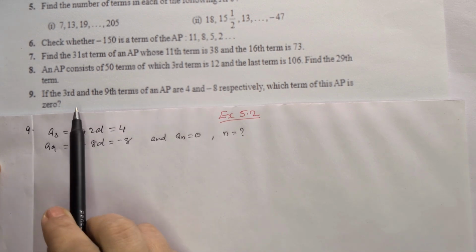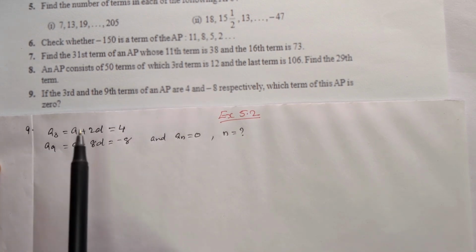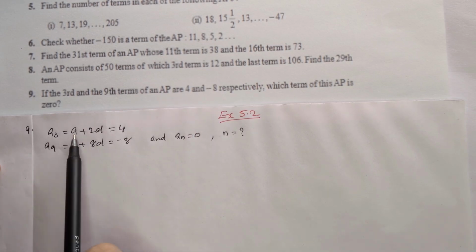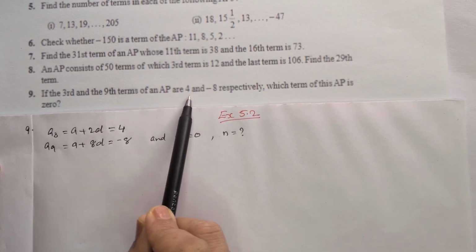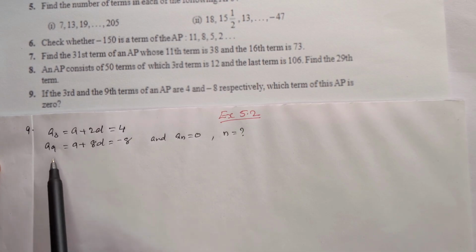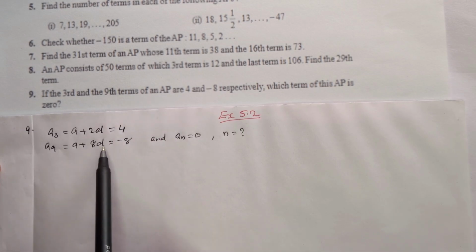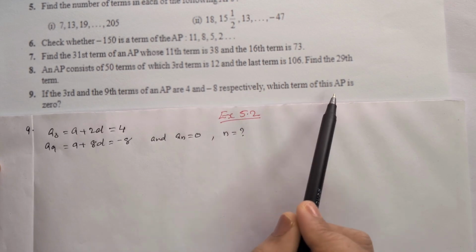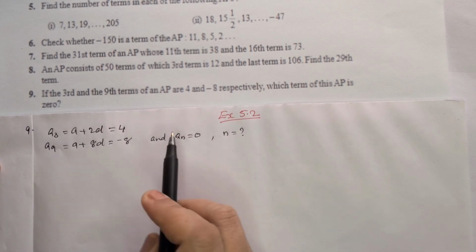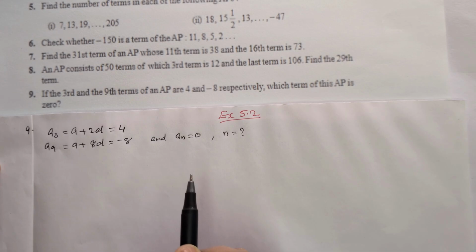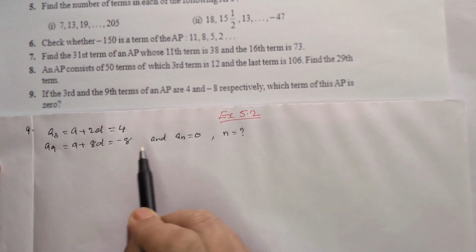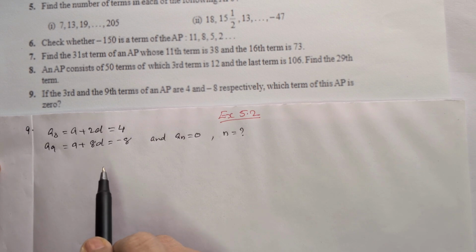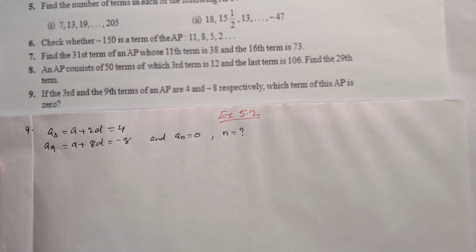Question number 9. If the third and ninth terms of the AP are 4 and minus 8 respectively, which term of the AP is 0? Third term means A3, which is equal to A plus 2D is equal to 4. And ninth term A9 is equal to A plus 8D is equal to minus 8. The term we want, we can take An as 0. We have to find n.